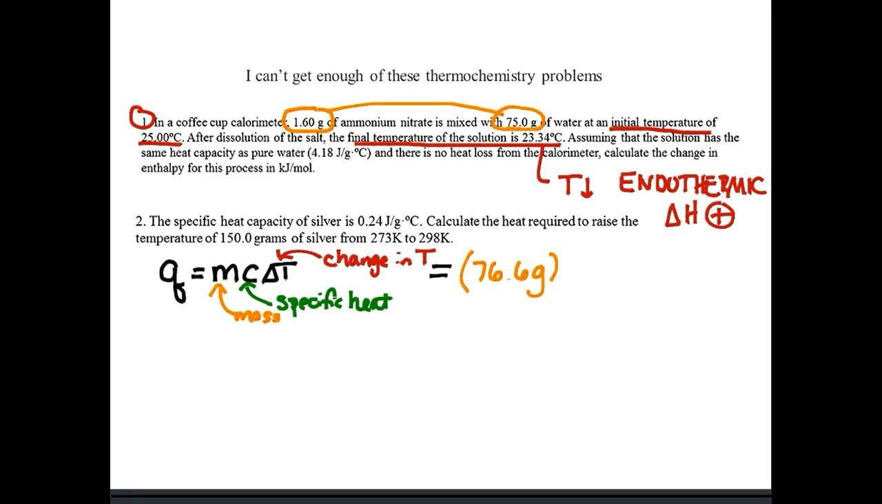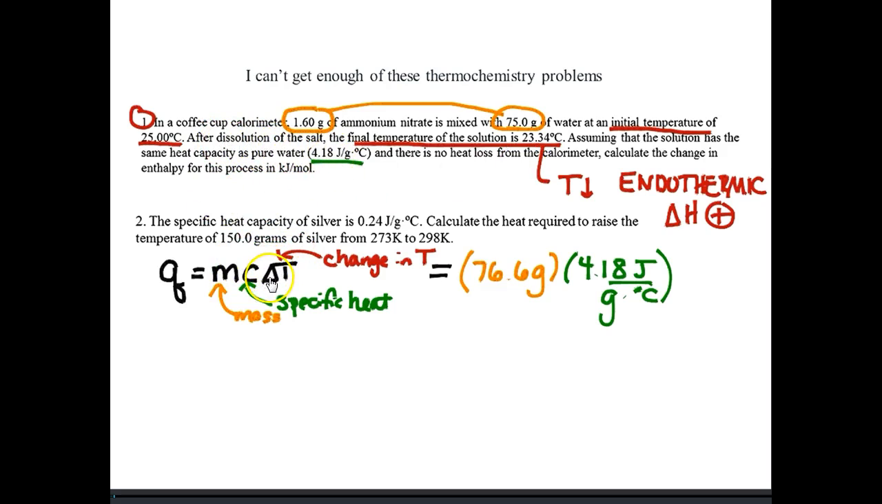The mass of what's changing temperature is the overall mass of the solution. So you have 1.60 grams of solute combined with 75.0 grams of solvent. Altogether, that gives you 76.6 grams overall of solution. That is what's changing temperature, so that is the mass. For the specific heat, the problem tells you to assume that the solution has the same heat capacity as pure water, which is given here.